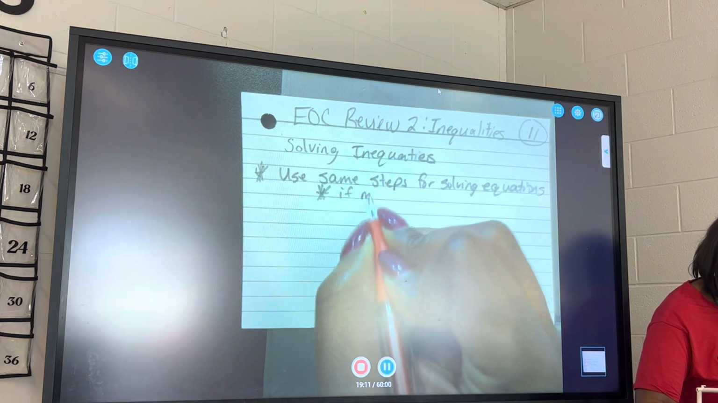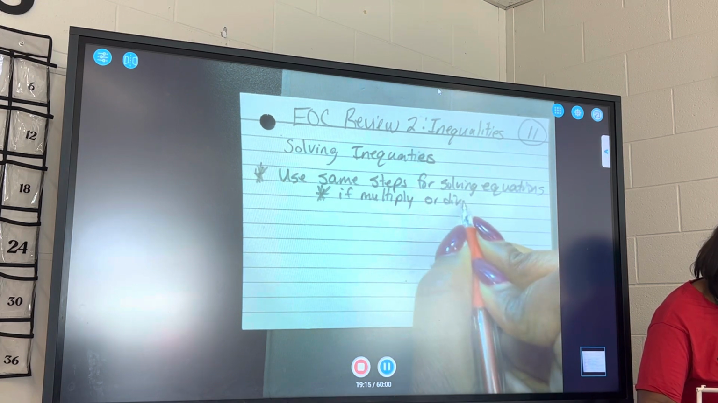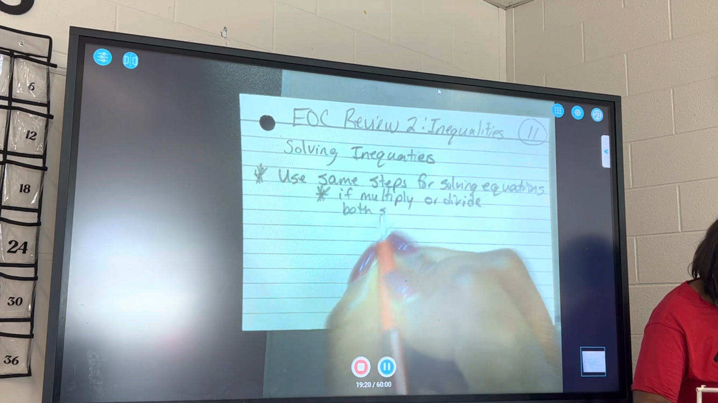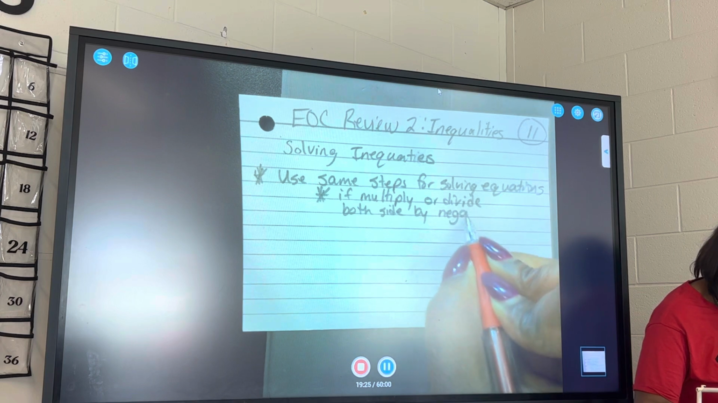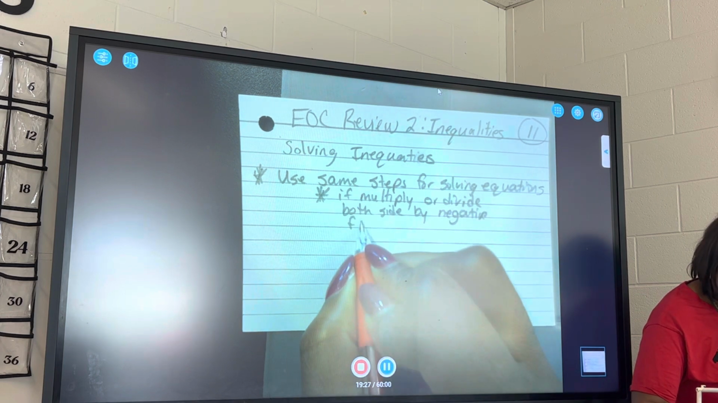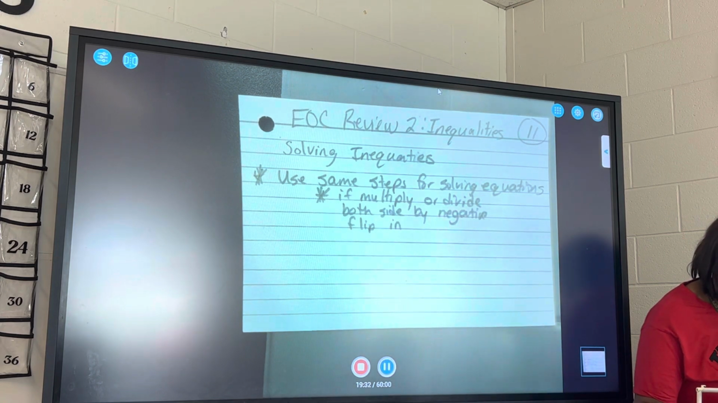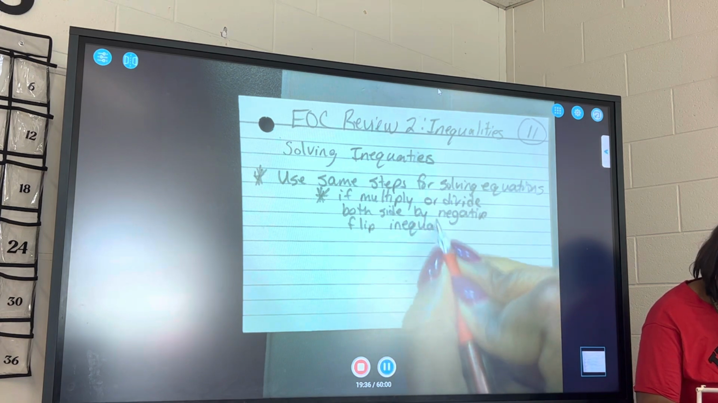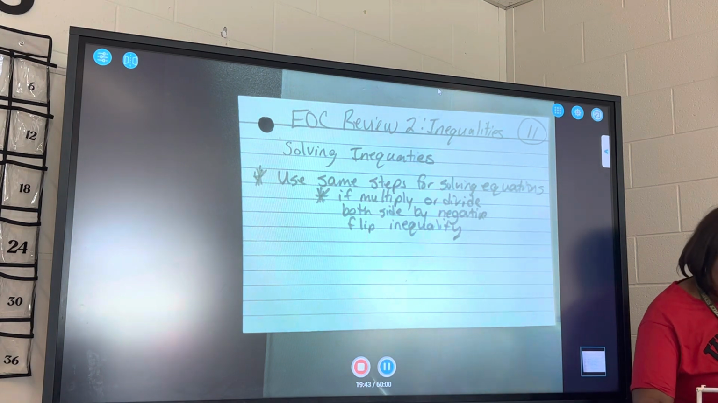If you multiply or divide both sides by a negative, you're going to flip the inequality. If it's greater than, it's going to be less than. If it's less than, it's going to be greater than. Why, Ms. Reyes, do you have to flip the sign? Some people forget the why part.